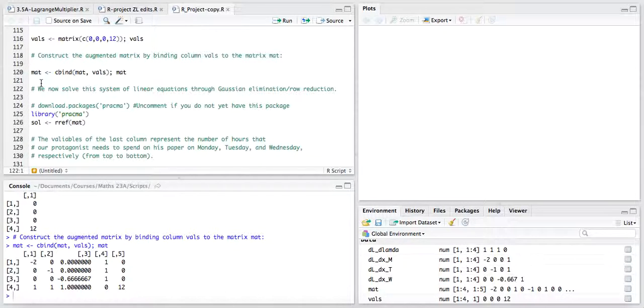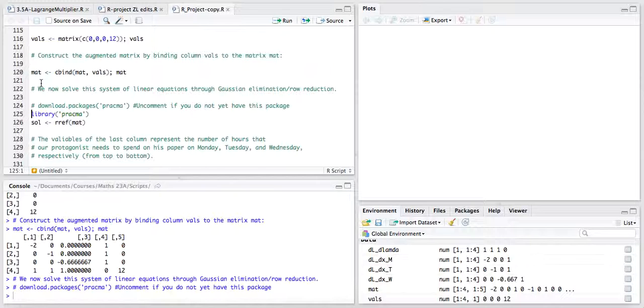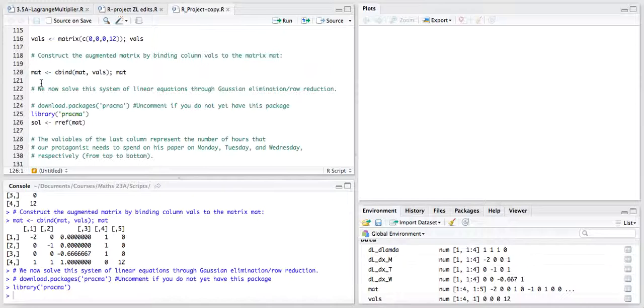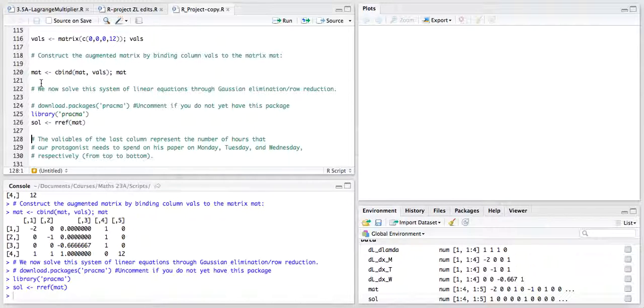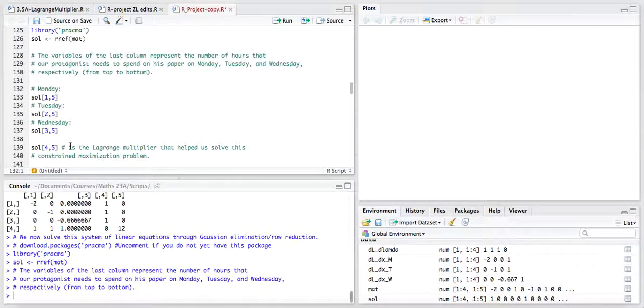Here we're going to use the package pracma. So if you don't have this and you're following along with your R script, then you would uncomment this install packages command. And now we are going to solve the system of linear equations with rref to get the reduced row echelon form of our system. The variables of the last column represent the number of hours that our protagonist needs to spend on his paper on Monday, Tuesday, and Wednesday, respectively from bottom to top.